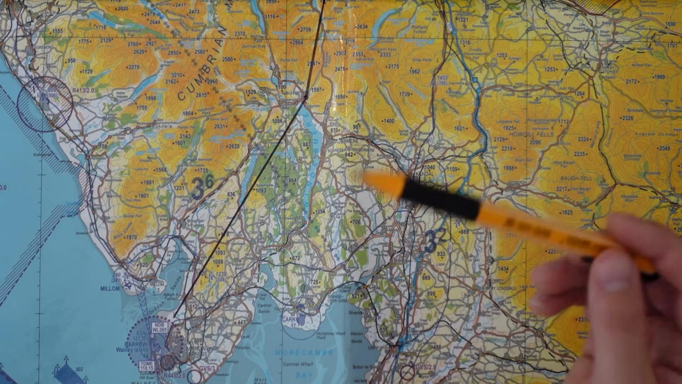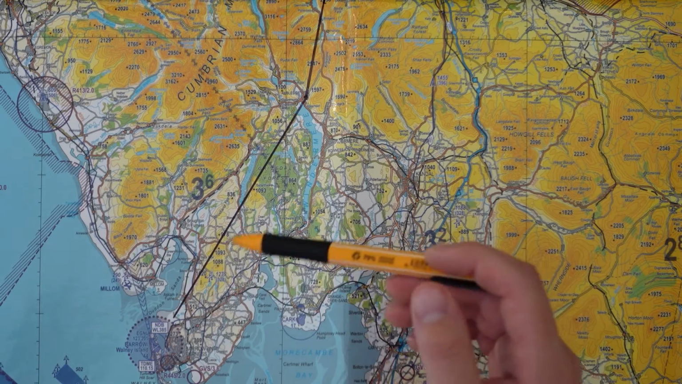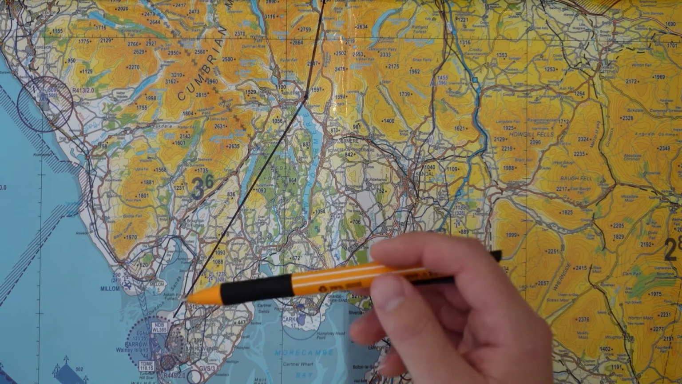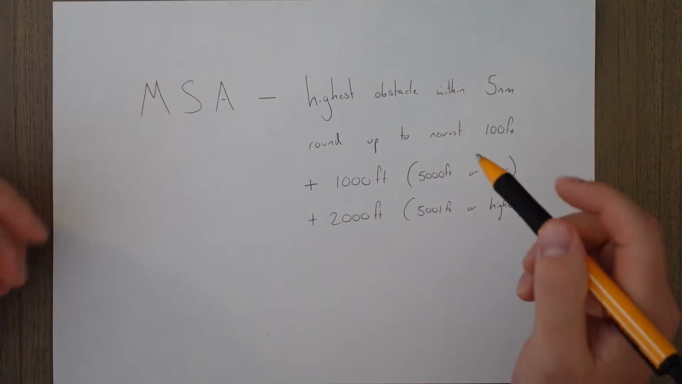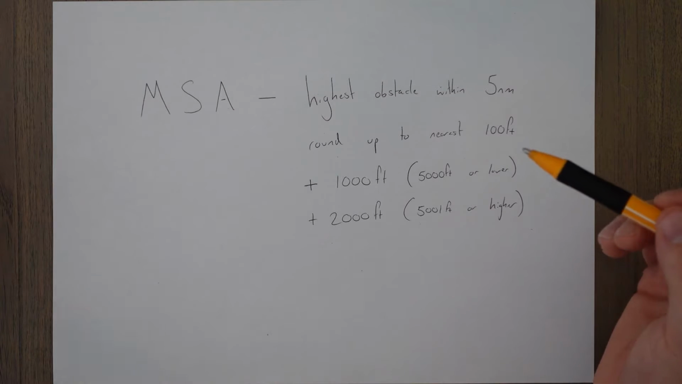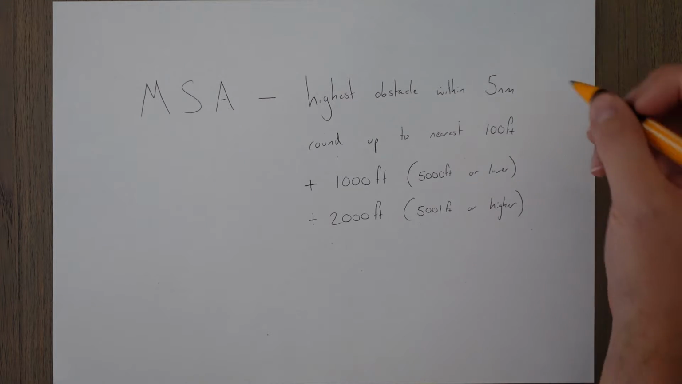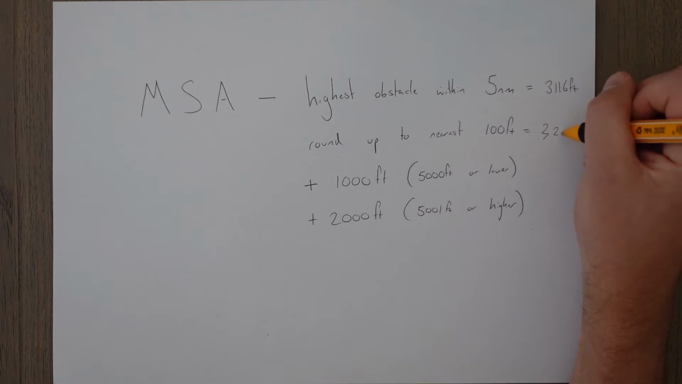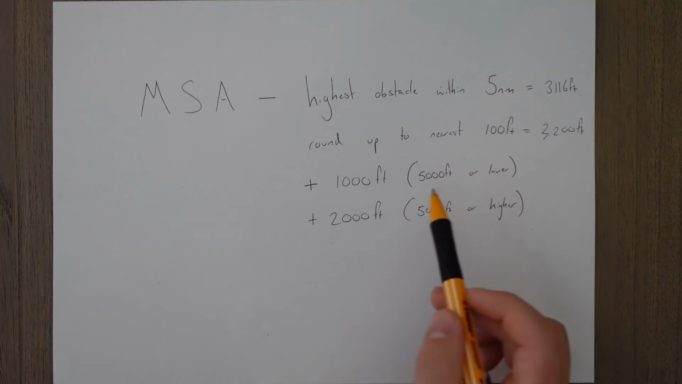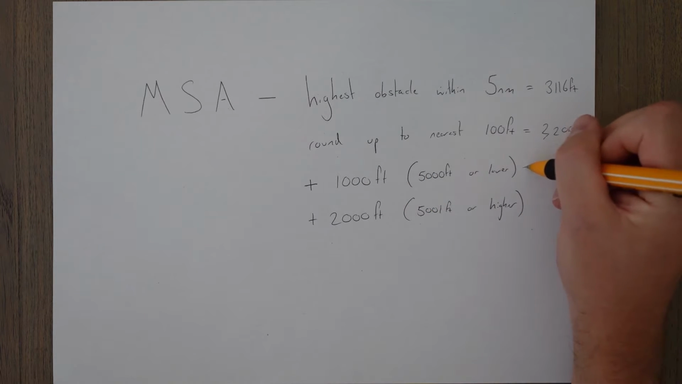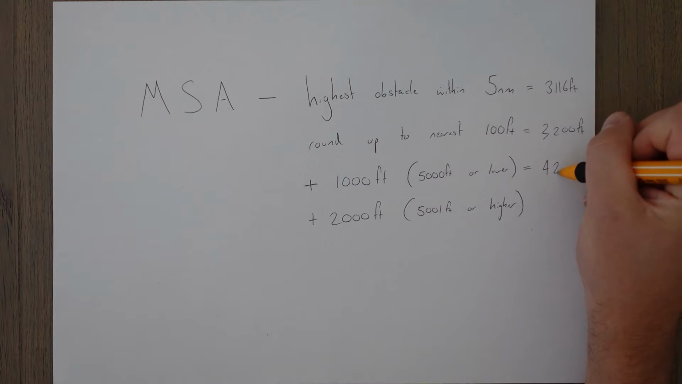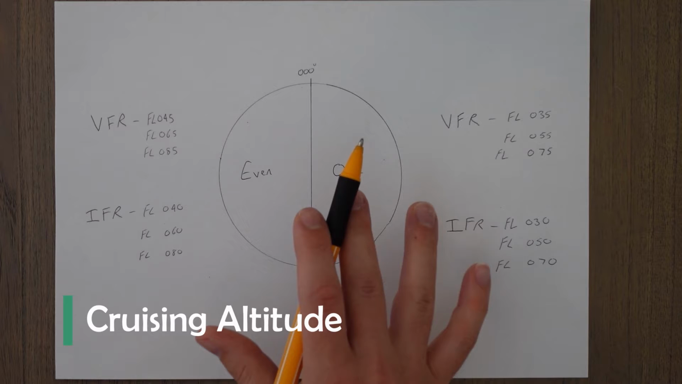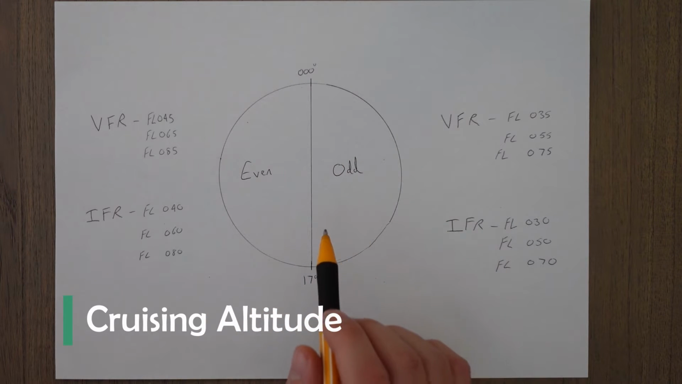You could have 2 separate MSAs for the different legs, but generally you want just one in case you're unsure of your position. You know that way you're above a safe altitude. So our MSA for the route is the highest obstacle within 5 nautical miles. We took that as the 3116 value. We're going to round it up to the nearest 100 feet. That's 3,200 feet. The obstacle is below 5,000 feet, so we just add on 1,000 feet for an MSA of 4,200 feet. So we know we need to fly above 4,200 feet at least.